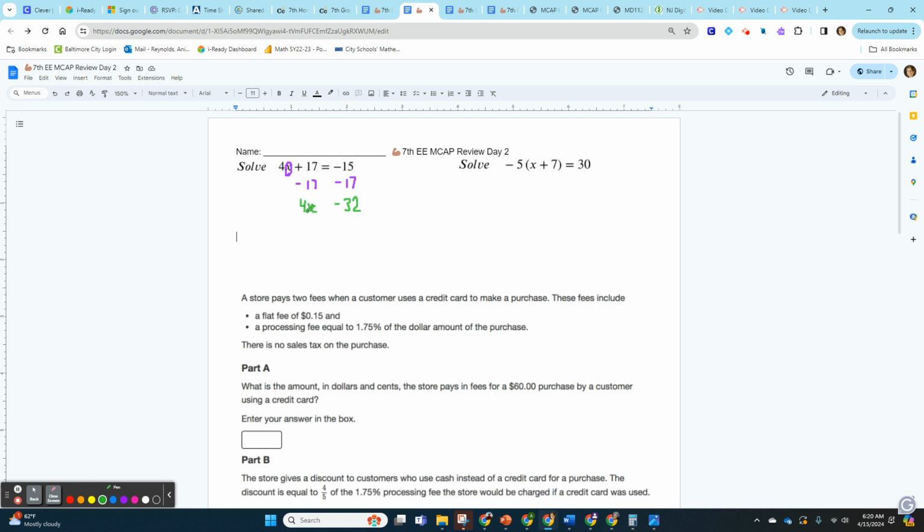So negative 15 plus negative 17 is negative 32. My 4x stays the same. Now I just have the 4 next to x, so I need to divide by 4. So I get x is negative 8.